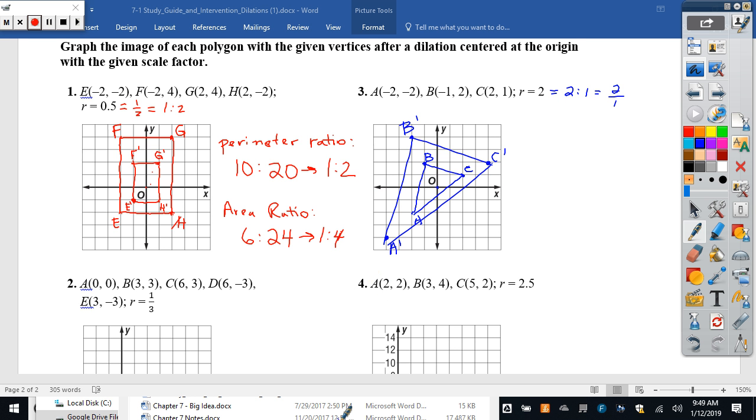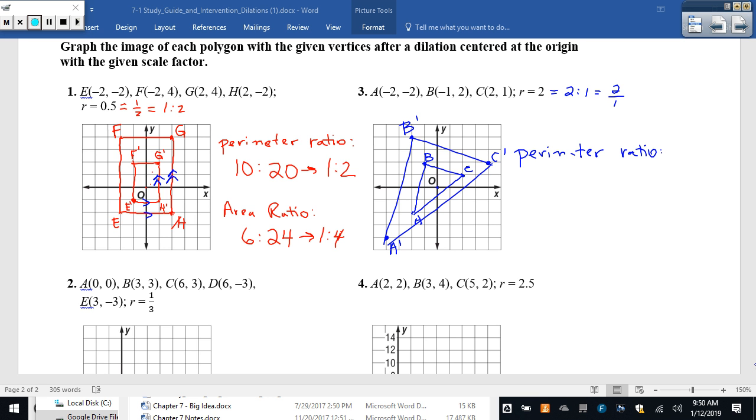Now again, you'd like to see that these sides are parallel. That is kind of key. Same thing with these. Likewise over here, and they should be twice the size. Now, something to think about with the perimeter ratio. This one's not nearly as easy to see what it's going to be. I didn't think about that before I started this one.